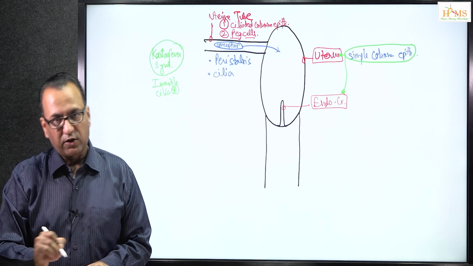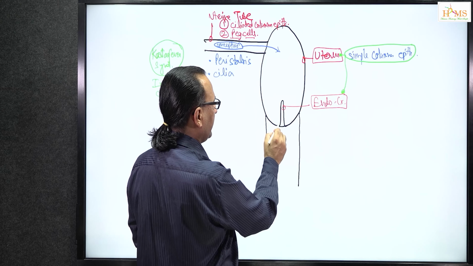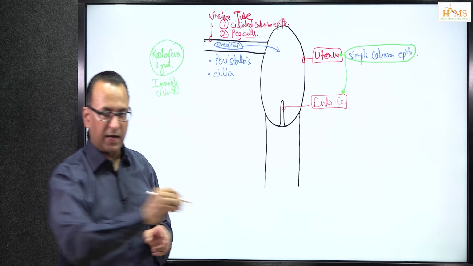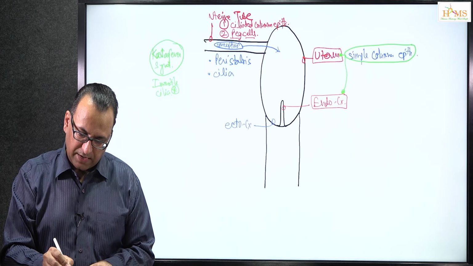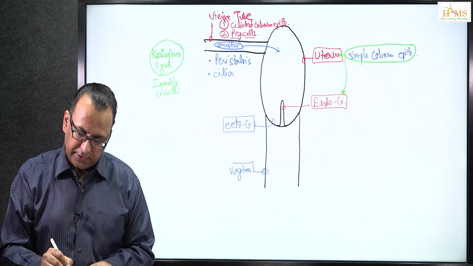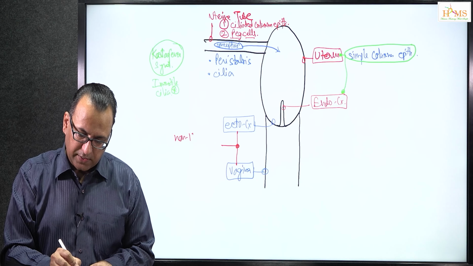What about the ectocervix? The ectocervix, which is projecting towards the vagina, will have the same epithelium as that of the vagina. So, we can mention here that this region, the ectocervix, has the same epithelium as that of the vagina. And we know it is stratified squamous epithelium, non-keratinized variety.